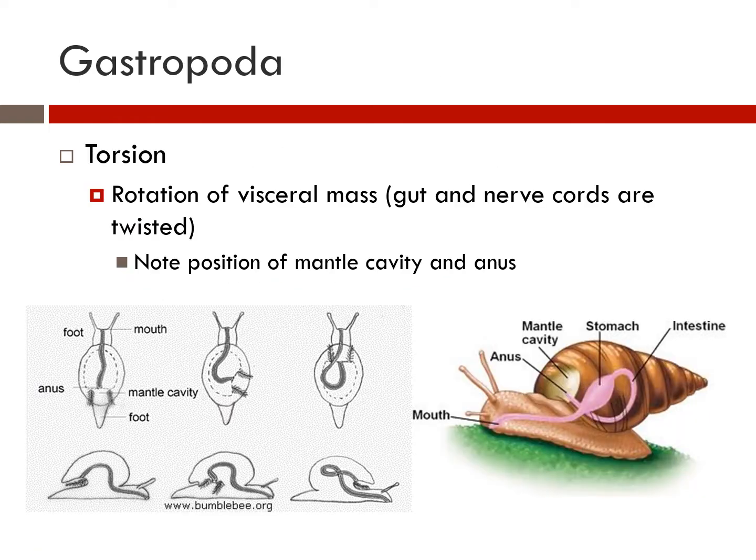So the gastropods, one of their big things, especially with reference to the snails, is that they undergo a process called torsion, which is the rotation of the visceral mass. So their gut and nerve cords are twisted. You want to note the position of the mantle cavity and the anus. Basically, if you've evolved a shell, right, and your back end is stuck into a shell, you can't poop into your shell, right? So your visceral mass has been twisted around, and now you're basically pooping on top of your head. Not the most pleasant experience, but, you know, they're a snail.